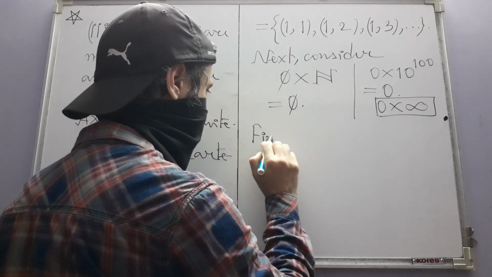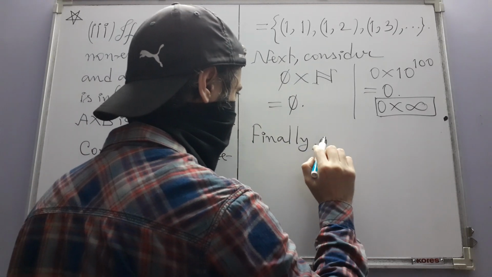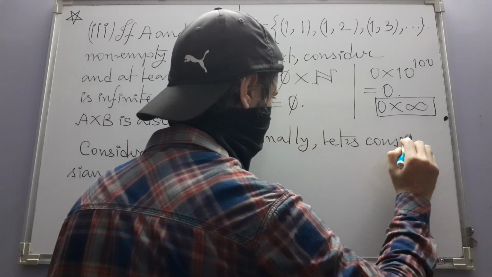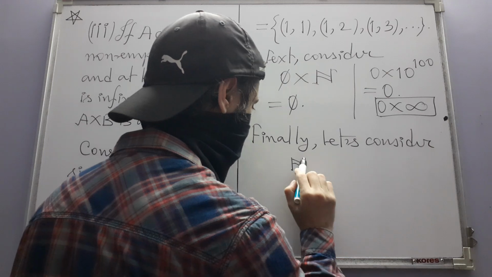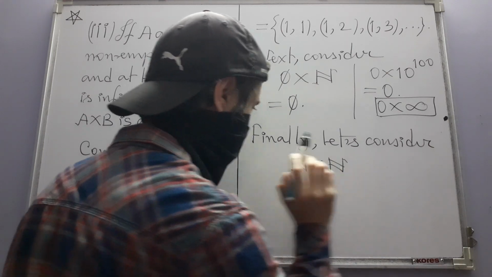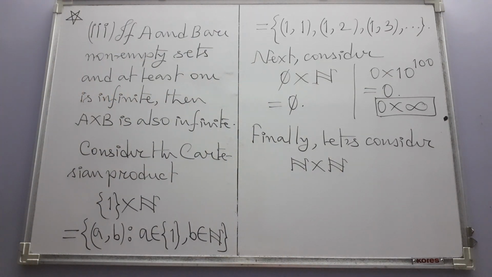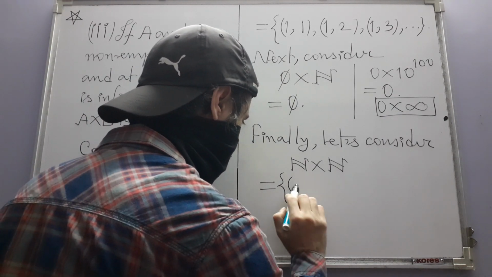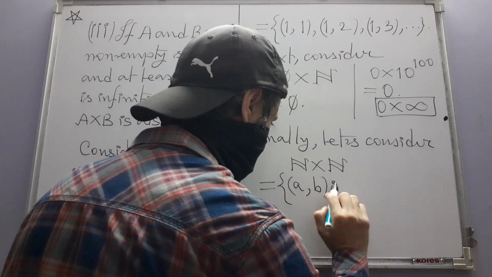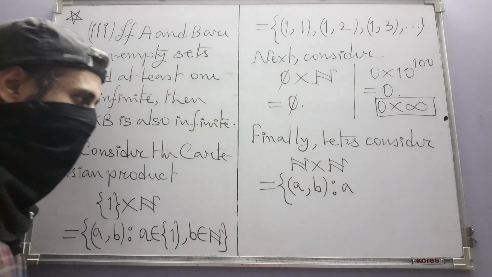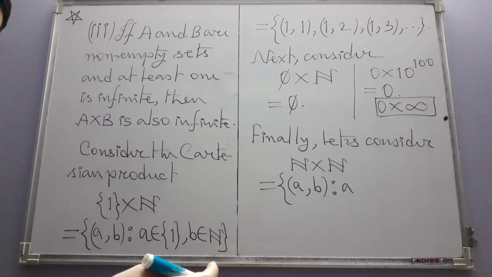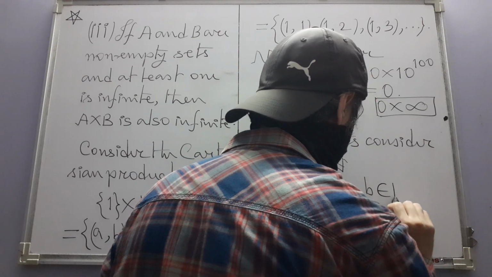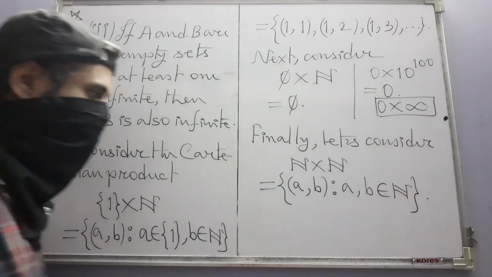Finally, let us also consider this. Here both the sets are infinite. Fine. That is also possible. Again, by definition, it is the set of all ordered pairs (a, b) such that a belongs to N and b also belongs to N. In other words, now both the first and the second components are coming from N.